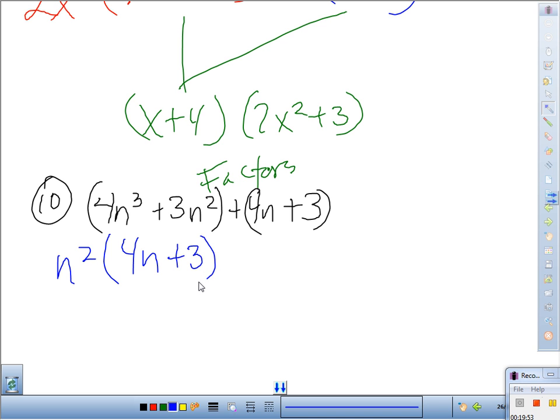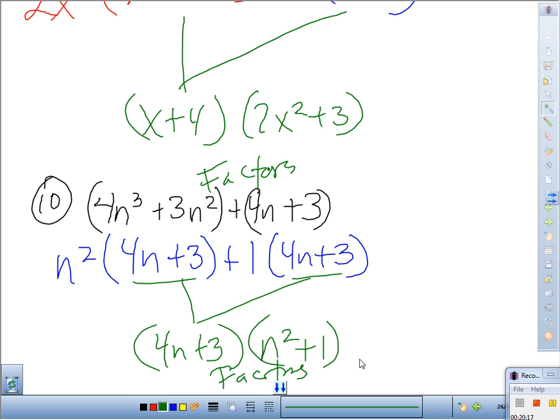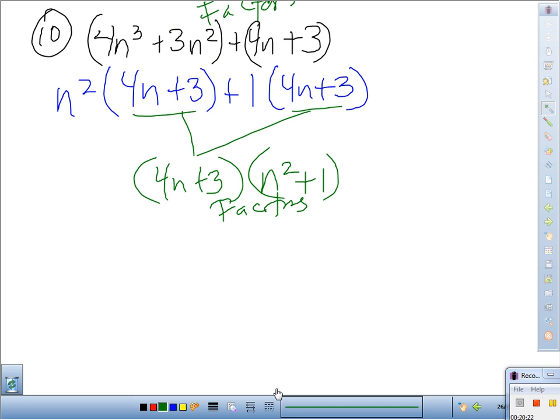Hands we got it right there. Bring down the plus sign. What's the GCF for these 2? There is none. If there is none, then it's what? 1, open parentheses, 4n plus 3. Therefore, what's our GCF? 4n plus 3. What's left over? N squared plus 1. These are my factors. Hands if you got that. Okay, good? All right. So far, we got this, yes?